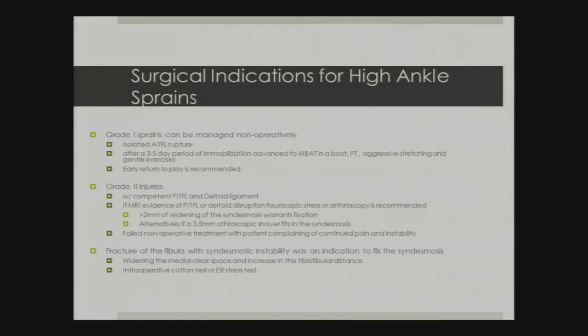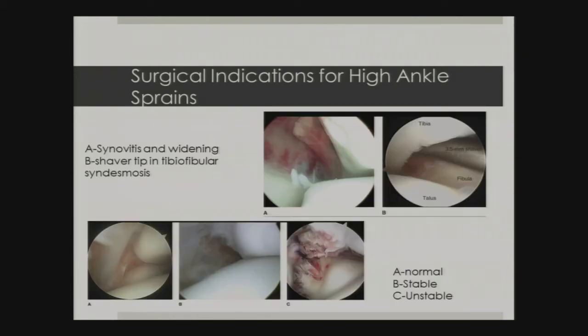Any fracture of the fibula with syndesmotic instability was an indication for syndesmotic fixation, as demonstrated by medial clear space widening or increase in the tibiofibular distance. These were normally assessed on stress radiographs intraoperatively, using either the Cotton test or the external rotation stress test. So here are the arthroscopic images on the top, demonstrating their trick of using a 3.5 millimeter shaver to demonstrate syndesmotic widening. And on the bottom, A is a normal syndesmosis, B is what they termed a stable syndesmotic injury, and C is unstable.